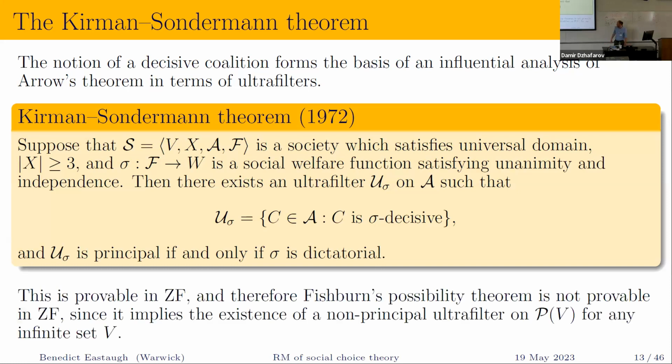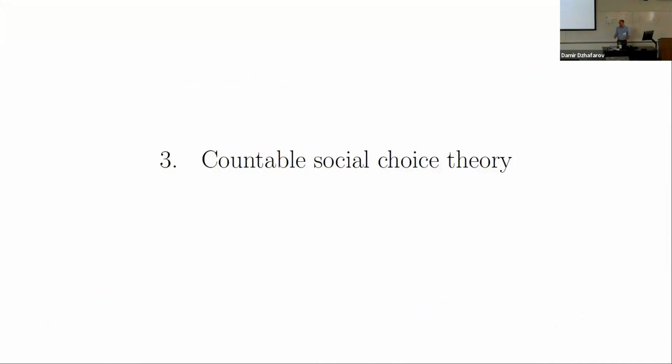But note that this is provable in ZF, right? And that is enough to show that Fishburn's possibility theorem isn't provable in ZF, right? Because it implies the existence of a non-principal ultrafilter. So assume Fishburn's theorem in ZF, apply this theorem, and you get a non-principal ultrafilter on any infinite set V you like. Okay. People know about this, but nobody ever actually comes out and says this in the literature, for reasons that are slightly beyond me. Anyway. Okay, so now we've got some theorems. So now we can do some reversal backwards.